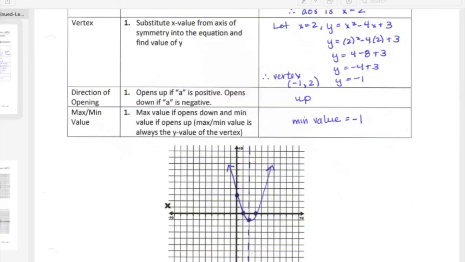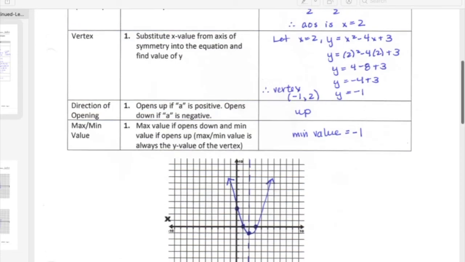So what we have to do in order to find our vertex is we're going to substitute the x value from the axis of symmetry into the equation and then find our y. So I'm going to take that x value, remember we just figured that out here. Our axis of symmetry was at positive 2. So I'm going to let my x equal positive 2, and I'm going to plug it into the equation. So y equals x squared minus 4x plus 3. I'm going to make all of those x's 2.